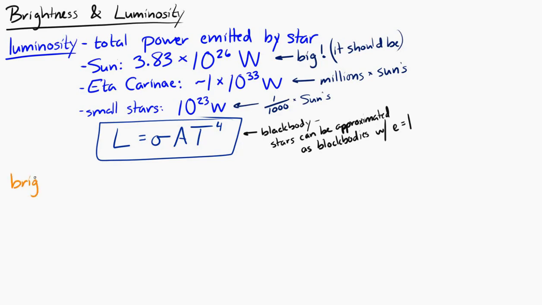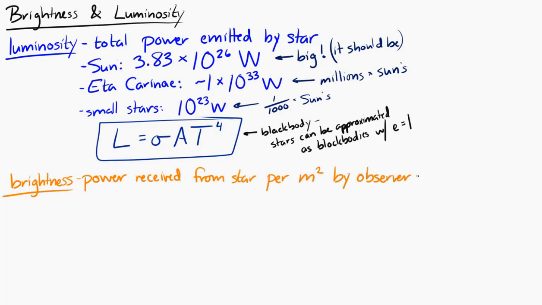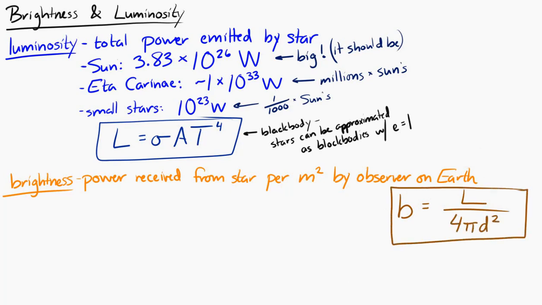Now, the brightness of a star is different. The brightness of a star is the power that is received from a star per square meter by an observer on the Earth. So if we think about it, the brightness is equal to luminosity divided by 4 pi d squared. And the way to think about this is the luminosity that's coming out of a sun, the total power emitted by the sun, is spread out over an entire area, the surface of a sphere.